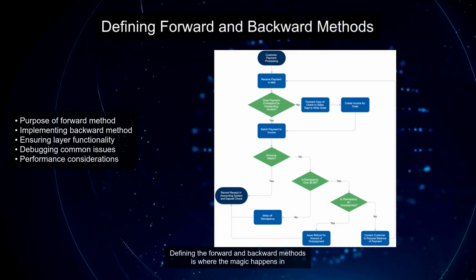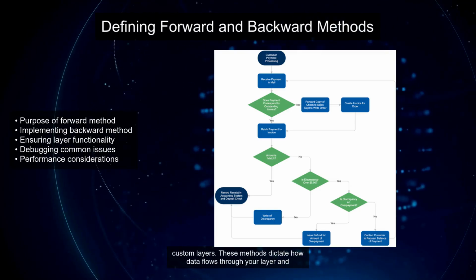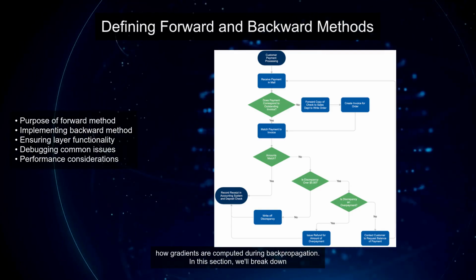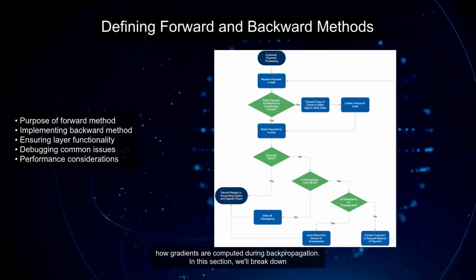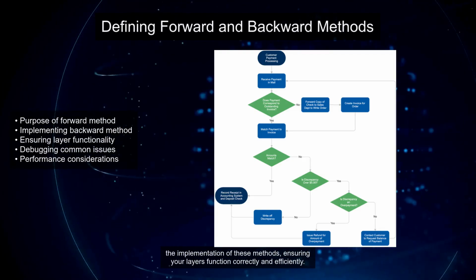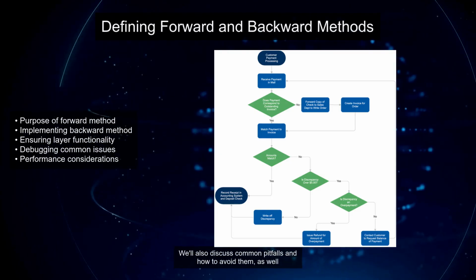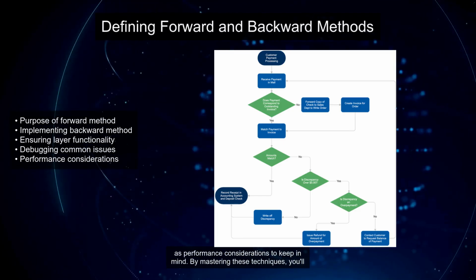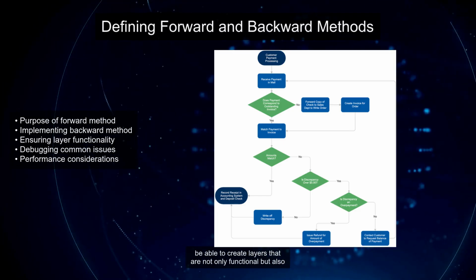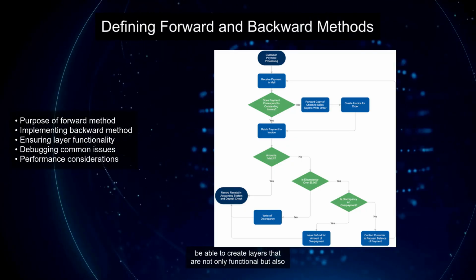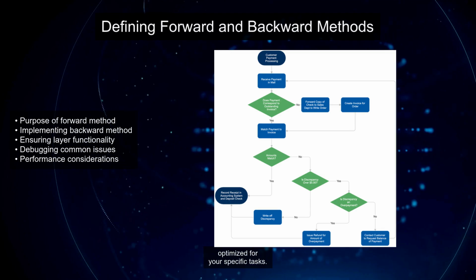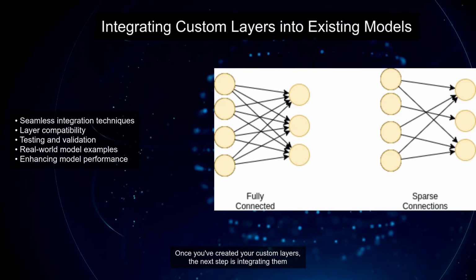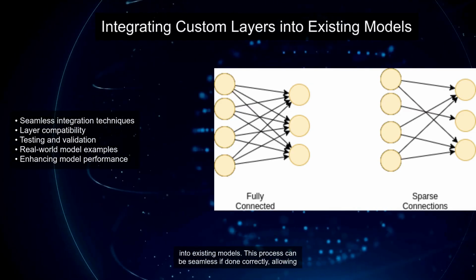Defining the forward and backward methods is where the magic happens in custom layers. These methods dictate how data flows through your layer and how gradients are computed during backpropagation. In this section, we'll break down the implementation of these methods, ensuring your layers function correctly and efficiently. We'll also discuss common pitfalls and how to avoid them, as well as performance considerations to keep in mind. By mastering these techniques, you'll be able to create layers that are not only functional but also optimized for your specific tasks.